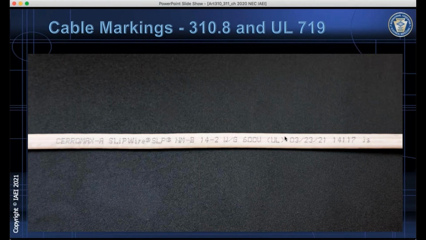And then a lot of manufacturers will put some additional information on there, when it was made, and perhaps what time it was made, and who the operator is. So there's a lot of optional information that can actually be put in that surface marking.